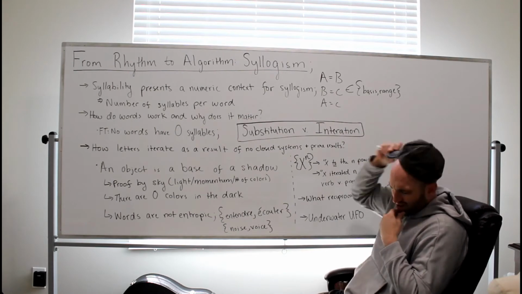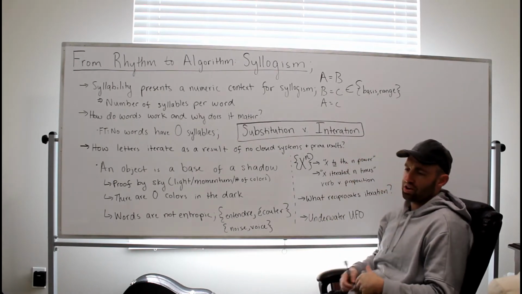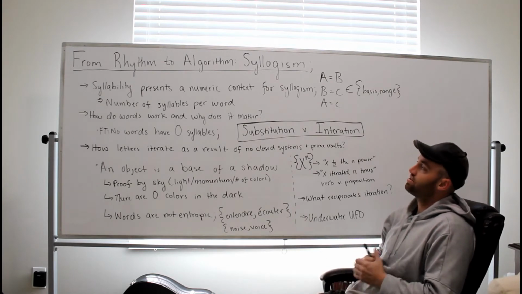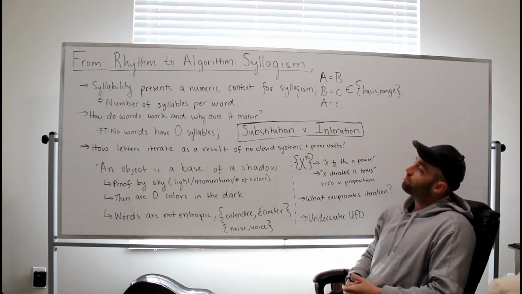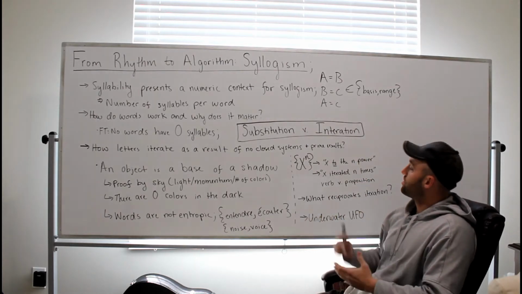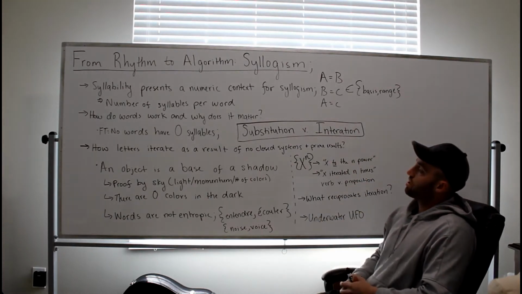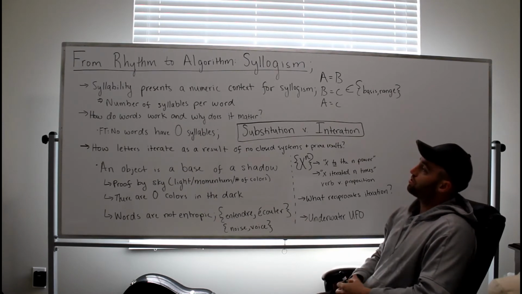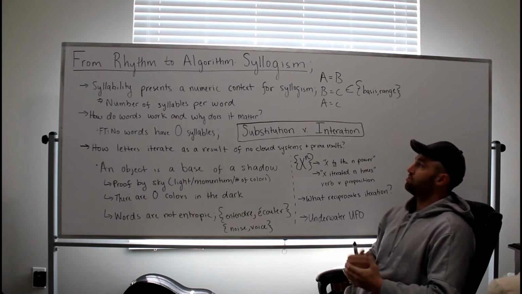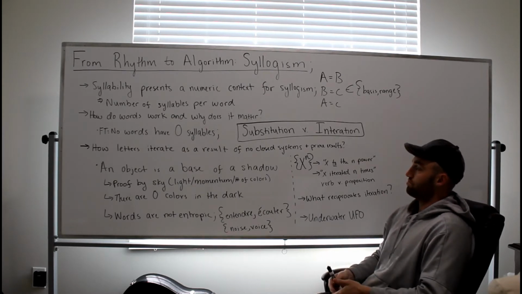But just a quick review from the last episode. We talked about a lot of numeric arguments, and we've talked about the function of iteration with numerics. So we're going to expand that to linguistics, and then talk about some physics, and then go back to some math and see what kind of logical nuance we can pull out of it. But syllability presents a numeric context for syllogism.